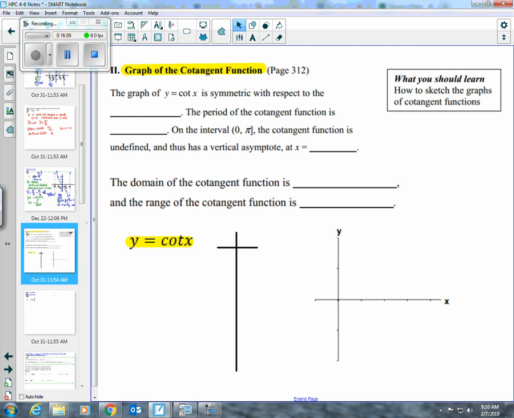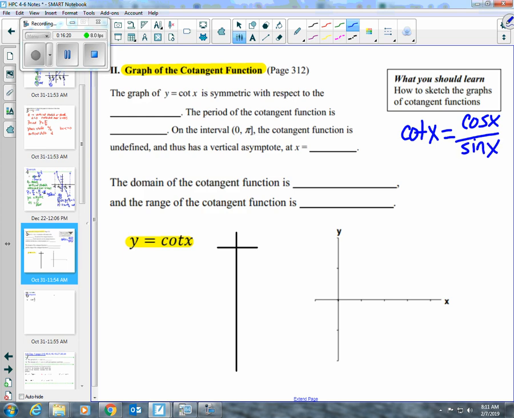So do you remember how to calculate a cotangent? Well, it's the reciprocal of tangent. So if tangent was sine over cosine, cotangent then is cosine over sine. So if we think ahead, when is this going to be undefined? It's going to be undefined whenever sine of x is equal to 0, and that happens at 0 and pi and all of those places.